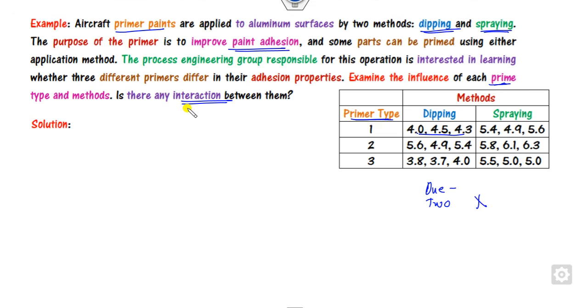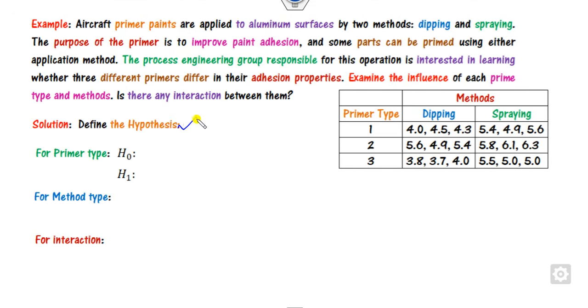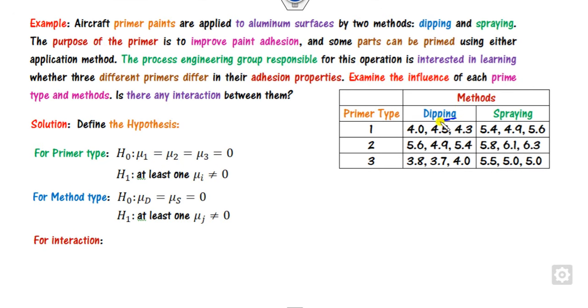What you can do is first define the hypotheses. One corresponds to the primer, second corresponds to the method, third one is the interaction. How many primers are there? There are 3, so we consider that mu1, mu2 and mu3 are all the same, and at least one of the mu i is not 0. Same for here, this is the dipping, I call it D, spray is called S, at least one of them. For the interaction, this is mu 1D.